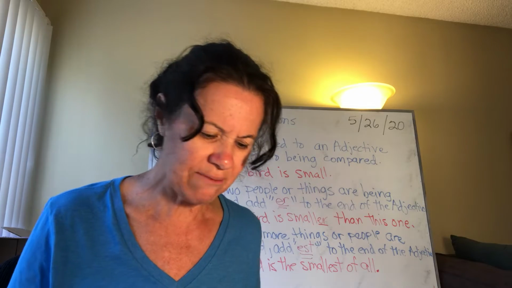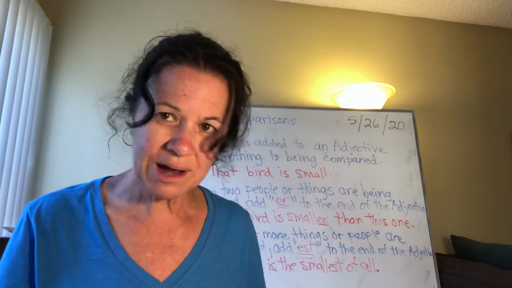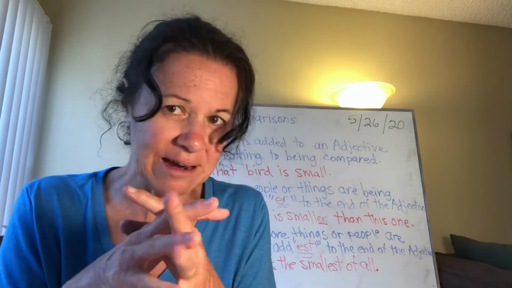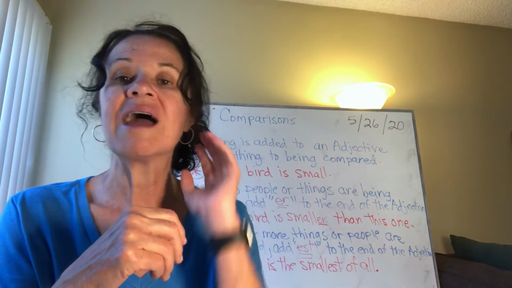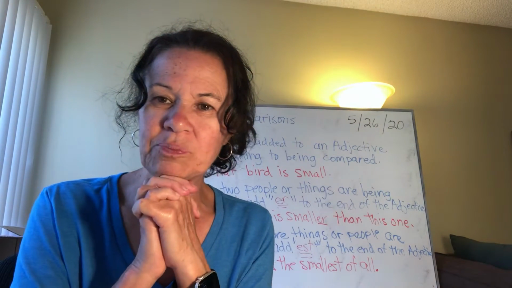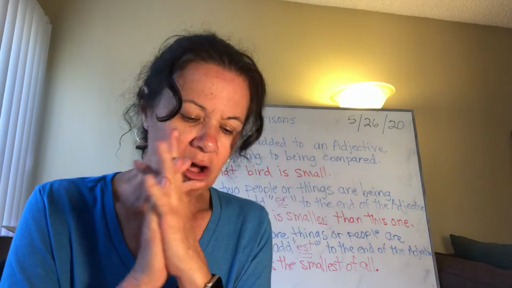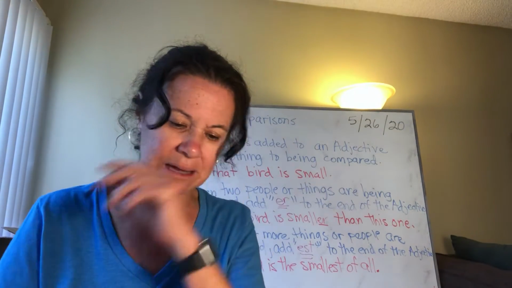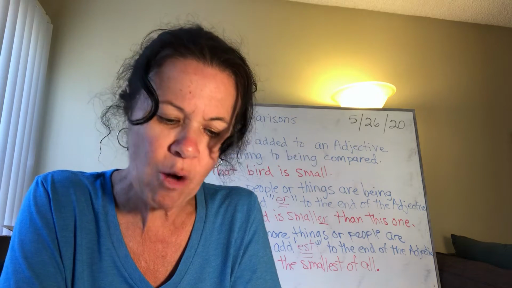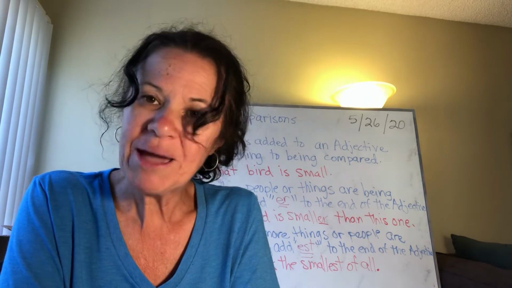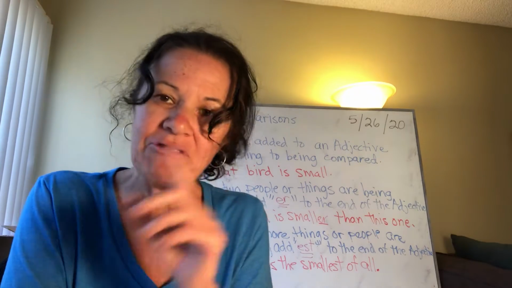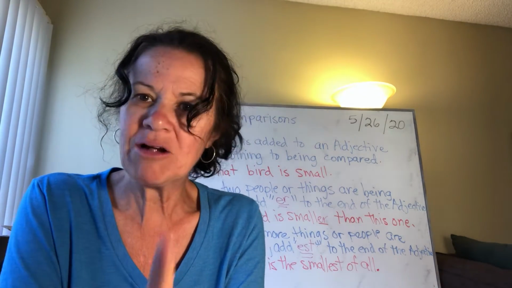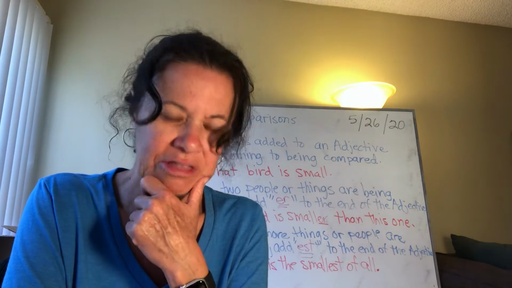So I'm on page 177. You're going to do pages 177 through 179. I'm going to give you the rules, and then you're going to be able to do these with no problem. We're at noticing comparisons on the top of page 177, and it says, adjectives can show how one person or thing compares to another person or thing.